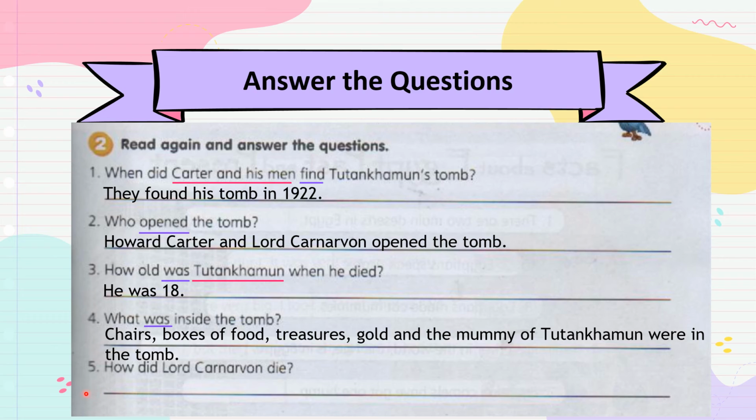And last one. How did Lord Carnarvon die? How? Bagaimana Lord Carnarvon meninggal dunia? A mosquito bit him. Okay, a mosquito bit him. Seekor nyamuk telah menggigitnya. Okay, Lord Carnarvon ni is a man. So, kita guna him. Okay, pronouns ni.